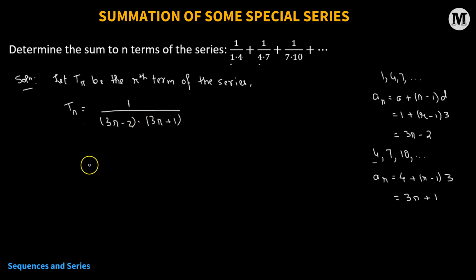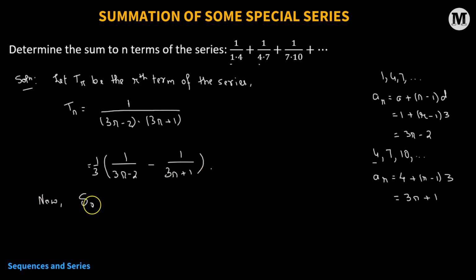However, we'll decompose this into two partial fractions. Let's say we take 1 over 3r minus 2, and from here we subtract 1 over 3r plus 1. However, if we combine both of them, we get 3 in the numerator, so we have to take care of that. All we have to do is multiply by 1 over 3, which takes care of the 3 in the numerator. Now that we have the rth term of the series, we are ready to find the sum to n terms.